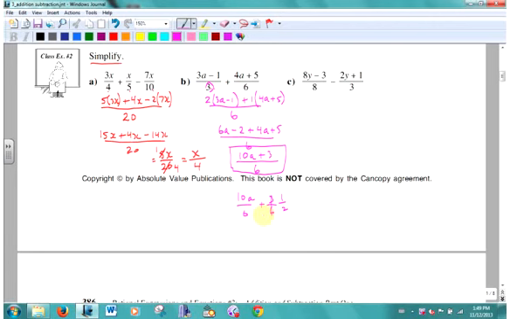Okay? What's common between 8 and 3? 24. 8 goes into 24 3 times. So multiply the first expression by 3. It's a subtract between them. 3 goes into 24 8 times.